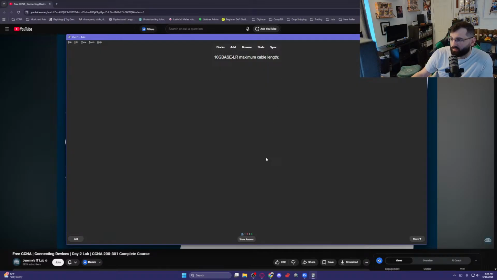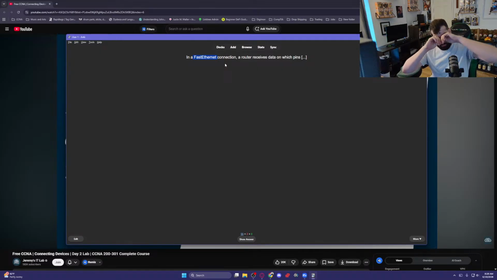That's fiber. The LR is fiber. I think it's 5 kilometers. 10 kilometers. Okay, in the fast Ethernet connection, a router and... I understand now. So we have Ethernet, fast Ethernet, things like that. Okay, I didn't realize. I understand the assignment now.